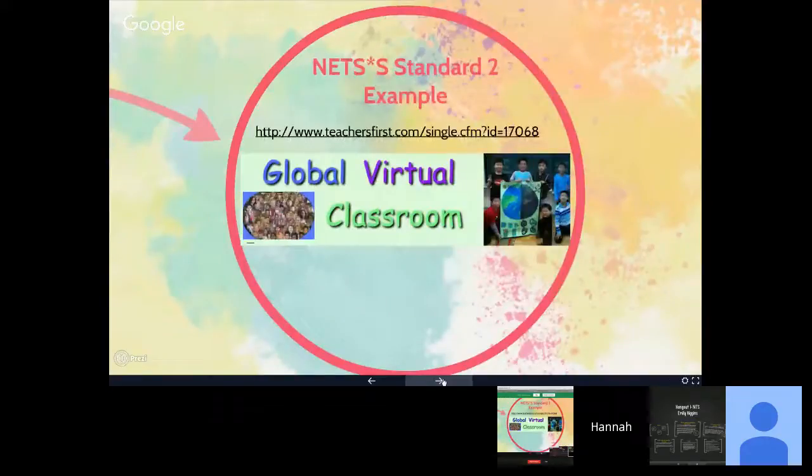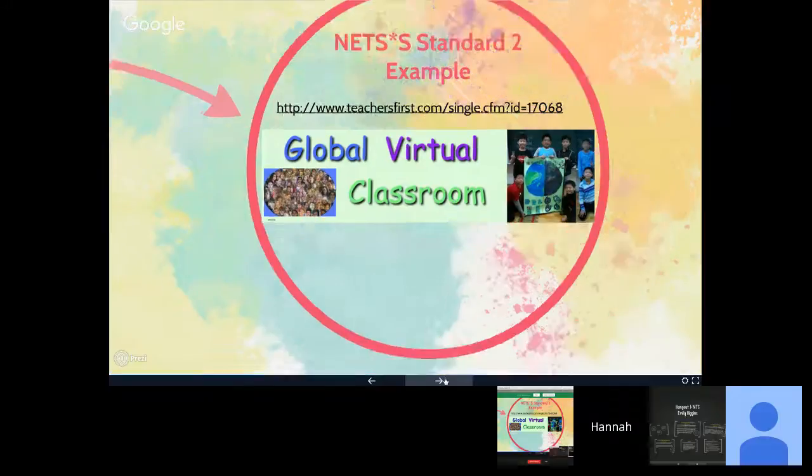Using Teachers First, I was able to find an activity that incorporates Student Standard 2, communication and collaboration. A part of this standard is for students to gain an understanding of others by interacting with learners of other cultures, which is exactly what the site Global Virtual Classroom allows you to do. The teacher signs up for this program, which will allow their class to virtually communicate with a class in another country. It also has ideas for lessons to use along with this cultural experience.